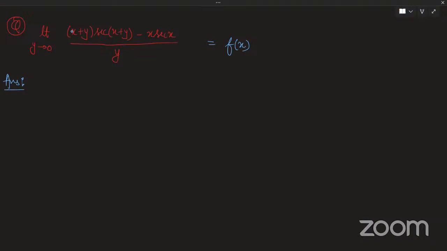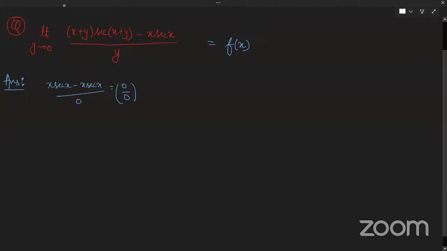So if you just see it, can you tell me which form of limit this is? Can you just substitute your value of y equal to 0 and tell me which form this is? So it will be x secant x minus x secant x divided by 0. So it is 0 by 0, right? Yes, sir, 0 by 0 form.